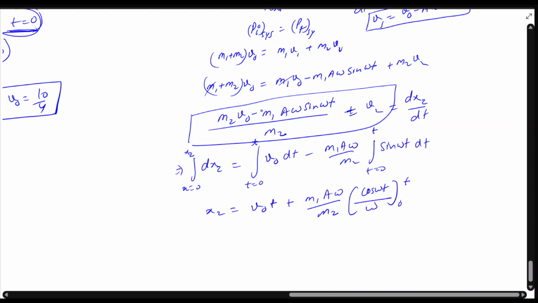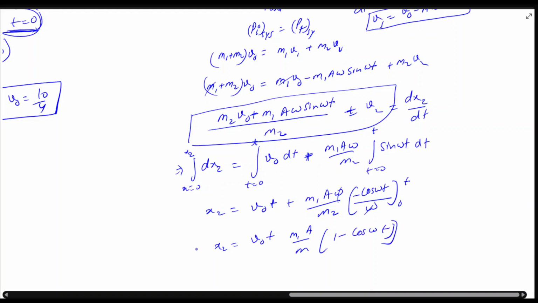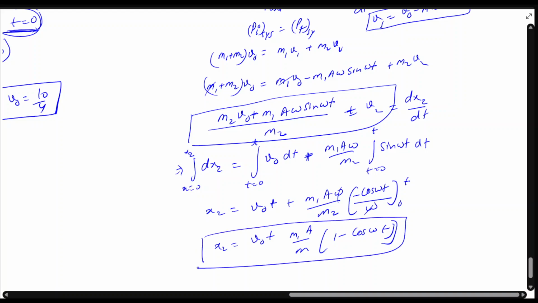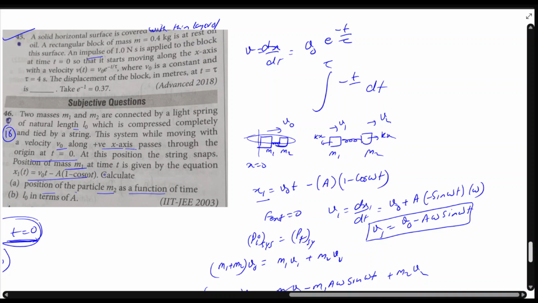So if this goes here, this will be plus. So this will be plus. Now this will be minus. Now this is correct. Okay. So x2 will be v naught t, omega omega will get cancelled, plus m1 a by m2, and this will be 1 minus cos omega t, right? So this will be the x2, right? So this was our first.